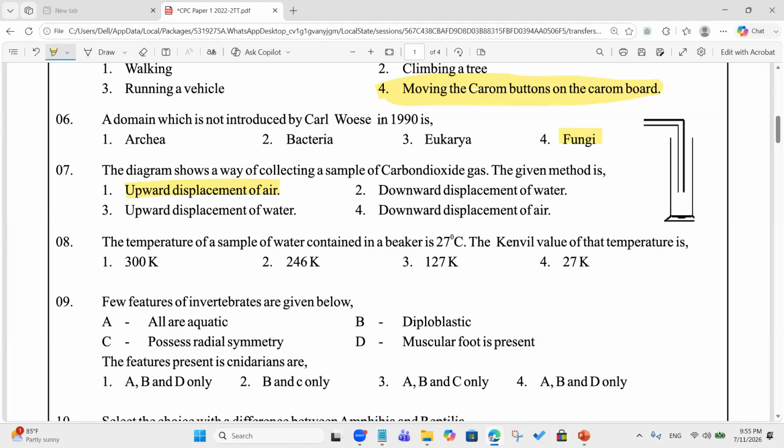Okay, number 8. The temperature of a sample of water contained in a beaker is 27 degrees Celsius. The Kelvin value of the temperature is 300 Kelvin.